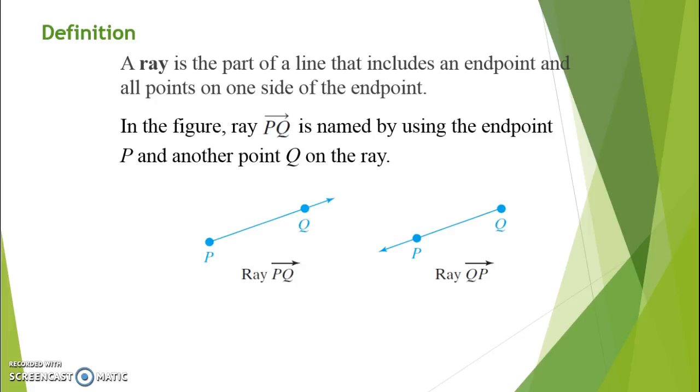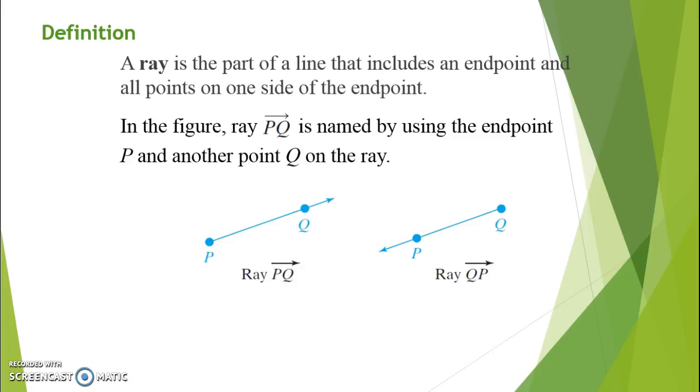You'll be looking at how to name some of them as you go through this section. Be really careful with naming rays. A ray always starts with the end point and goes through the other point on the ray. So be very careful. Notice the difference between the ray PQ and the ray QP. It always starts with the end point.